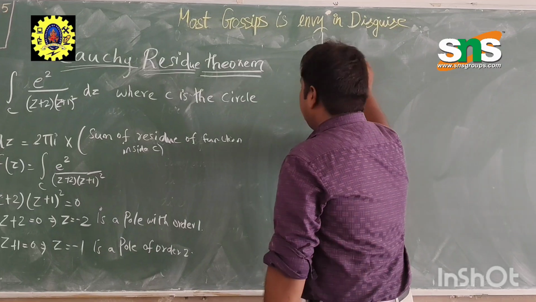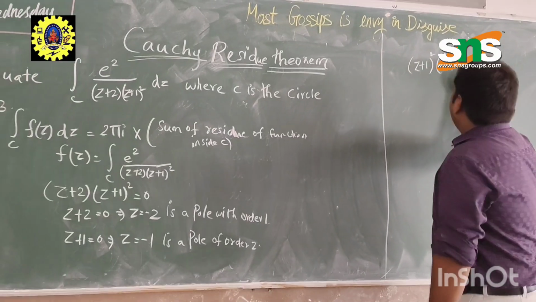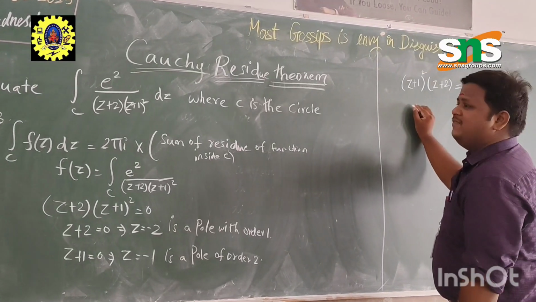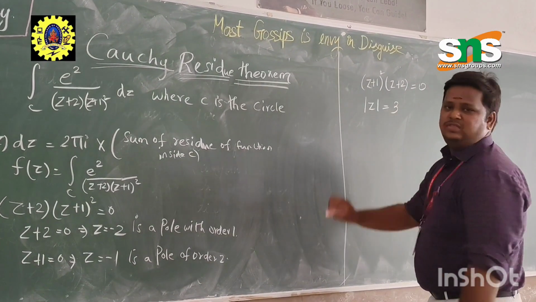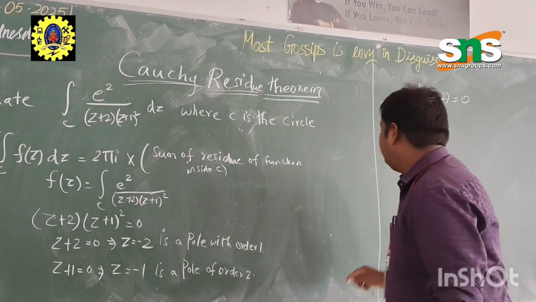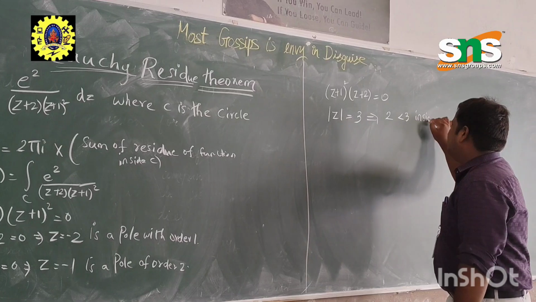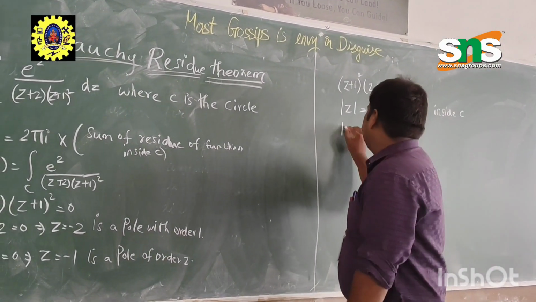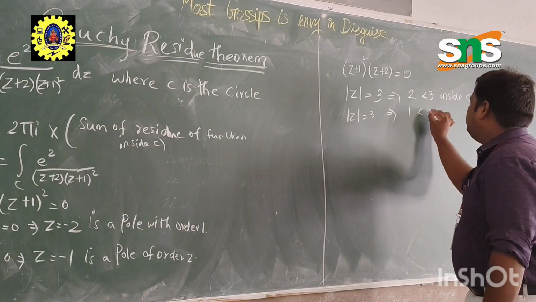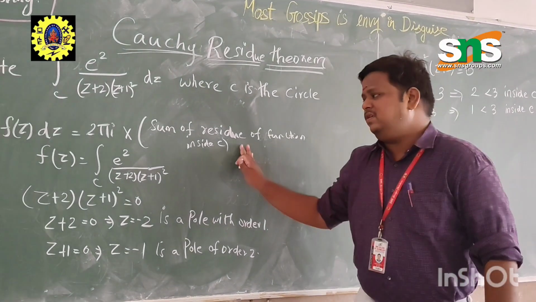Next we have to find whether the poles lie inside C or outside C. The given condition is mod z is equal to 3. First, taking z is equal to minus 2, the modulus is 2, which is less than 3, so it lies inside C. Next, for z is equal to minus 1, the modulus is 1, which is also less than 3, so it lies inside C.